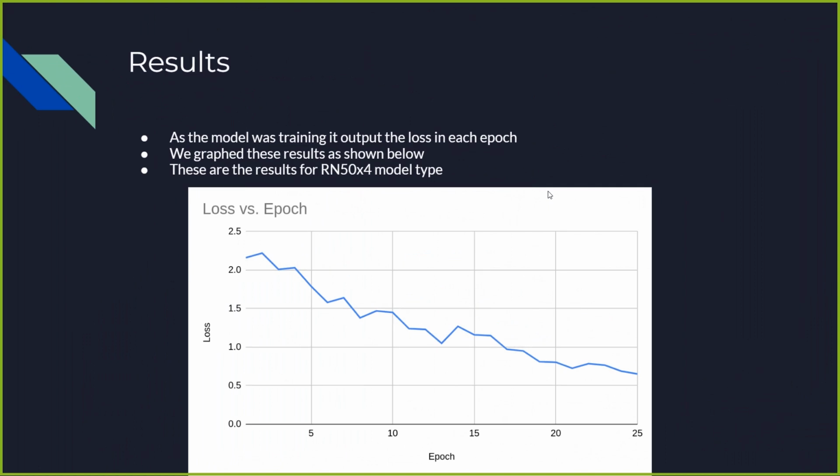Okay, so for the results, as the model was training, for each epoch we graphed the loss. The results shown here are for the ResNet 50x4 model. In fact, we trained the model three times, once for different model types. The results shown below for the loss versus epoch are for the ResNet 50x4 model type.